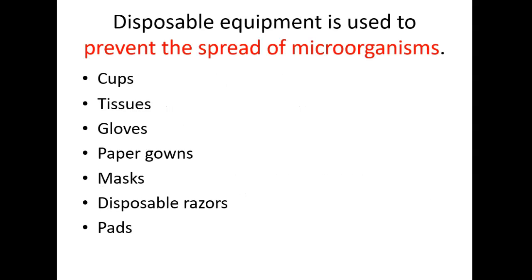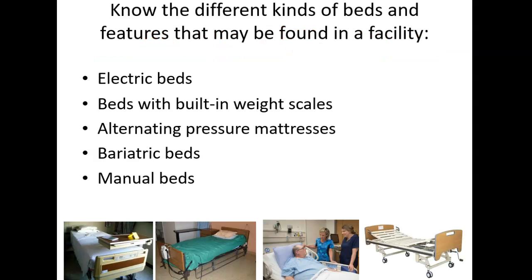Disposable equipment is often used to prevent the spread of microorganisms. Somebody who is on isolation, when they bring in their tray, they're going to bring it in with disposables, because that just helps with the spread of microorganisms. So sometimes they'll use disposable cups, obviously tissues, gloves, paper gowns, masks, disposable razors, and pads. So somebody who is on C. diff will not have a cloth pad. They will have a disposable pad under them, or should, so that way it goes straight to the trash and not to the laundry.